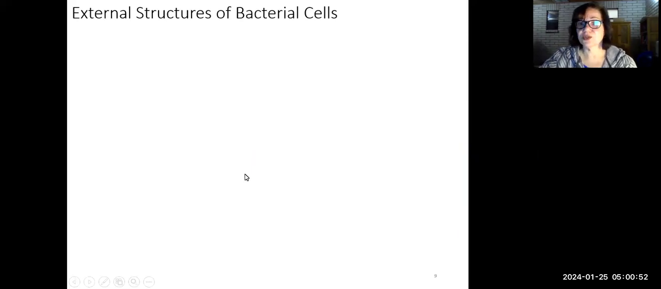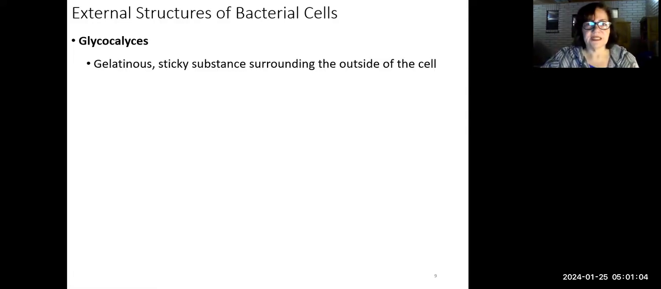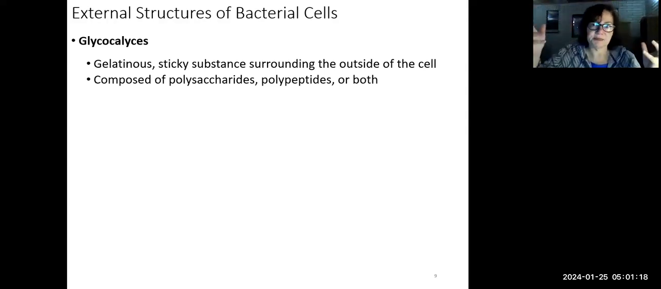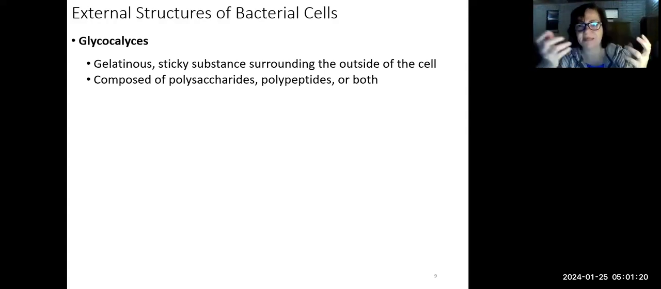All right, some external structures of the bacterial cells. I mentioned the glycocalyx in passing. So glyco refers to sugar, and calyces, these are on the outside of the cell. It's gelatinous, sticky stuff on the outside of the cell, made of polysaccharides, those are sugars, polypeptides, those are strands of amino acids, not long enough to be full proteins, but made of the same stuff.